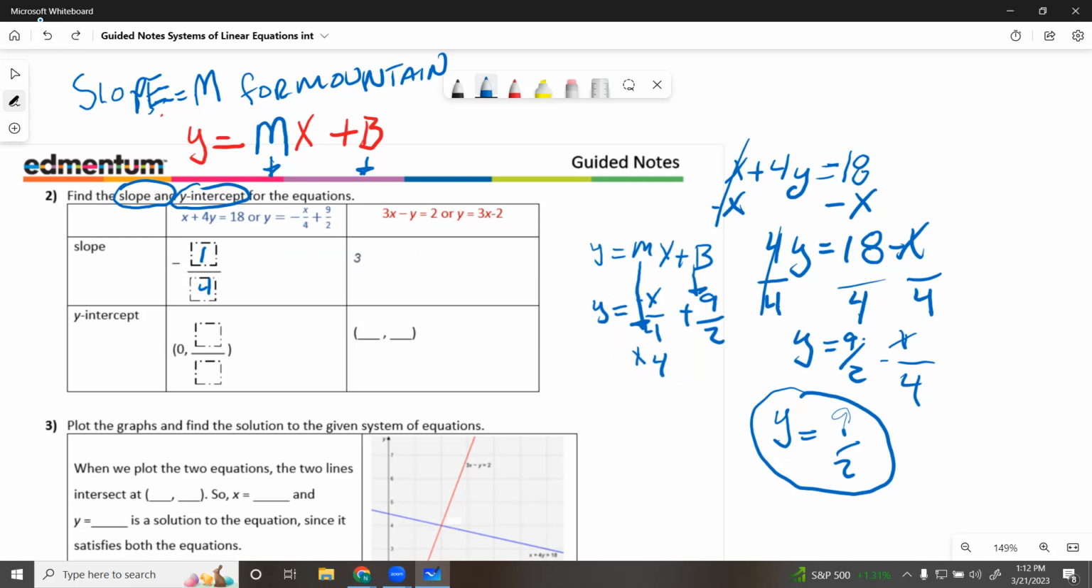However, I did solve for the y-intercept and got 9 over 2, and that goes here, 9 over 2. That means if you selected 0 on the chart, that's where it would cross the y-axis. Okay, I'm going to get rid of all of this here.